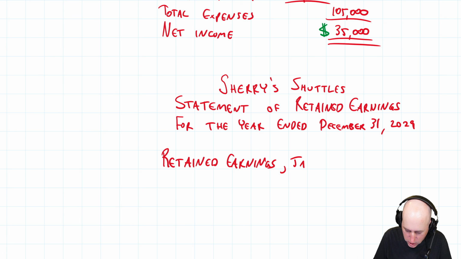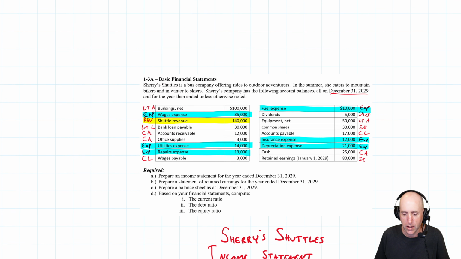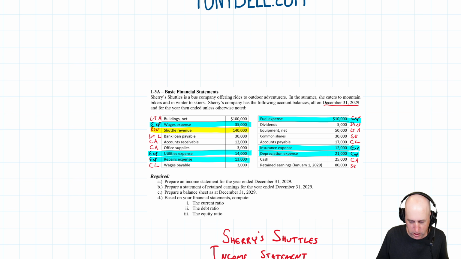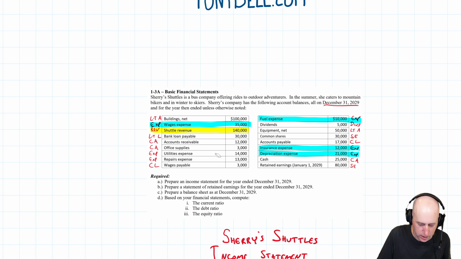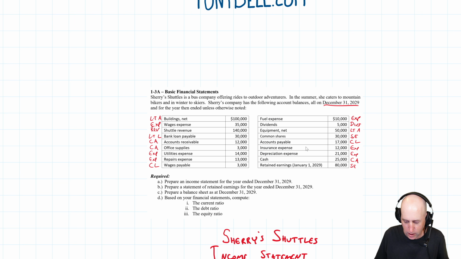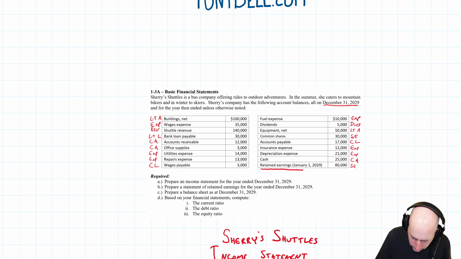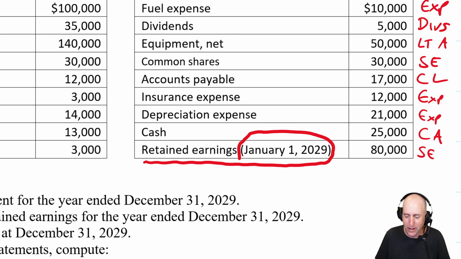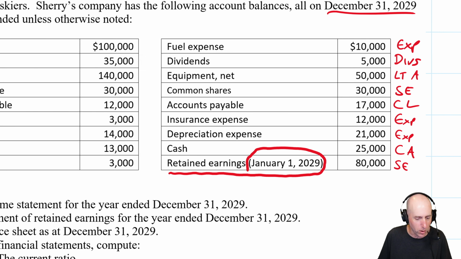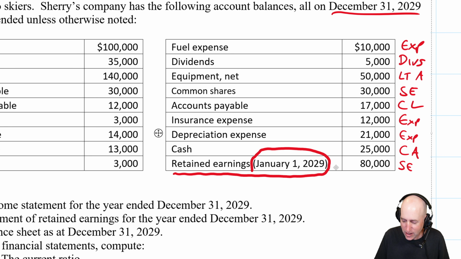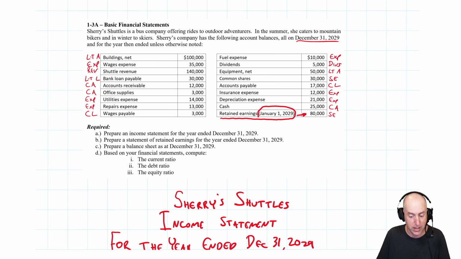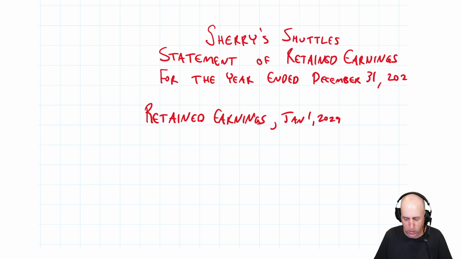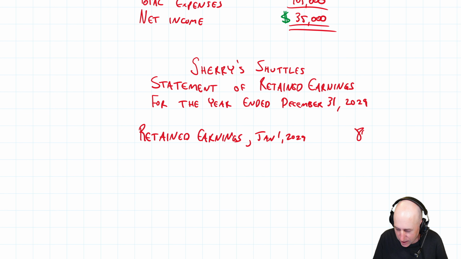So our retained earnings on January 1st, 2029 was... And what is my retained earnings on January 1st, 2029? Well, let's erase this stuff that I've highlighted and look at this right here, retained earnings. And look at that, January 1st, 2029. I wrote the question. I knew we were going to need the January 1st, 2029 retained earnings. You'll notice all the other numbers don't say that, right? Just this one is sort of a special one, and it's $80,000. Okay, so my retained earnings January 1st, 2029 was $80,000.